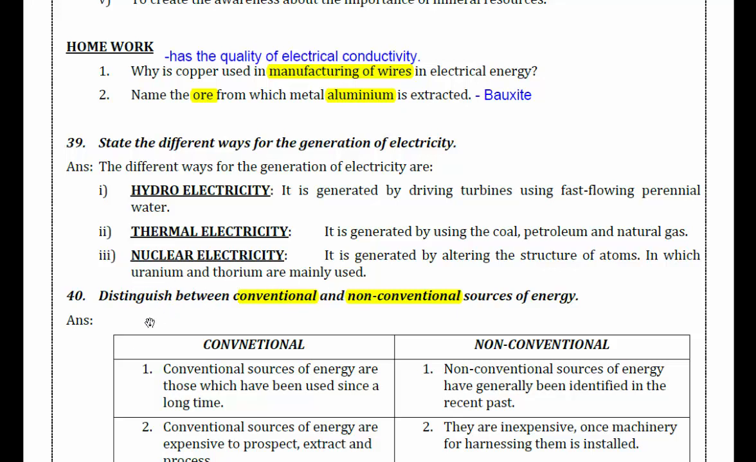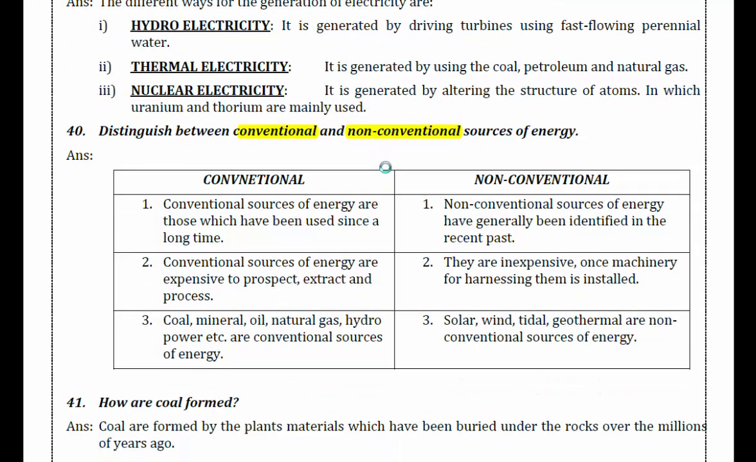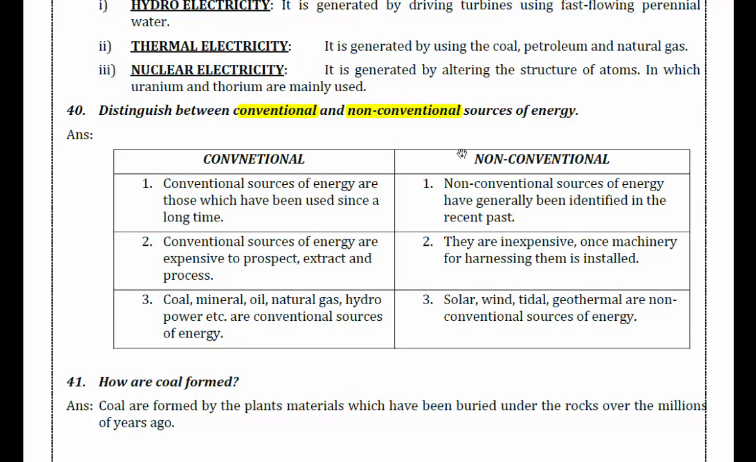Next, distinguish between conventional and non-conventional sources of energy. Conventional sources are those which have been used since a long time. Conventional sources of energy are expensive to prospect, extract and process. Very expensive. Coal, mineral oil, natural gas, hydropower, etc. are conventional sources of energy.